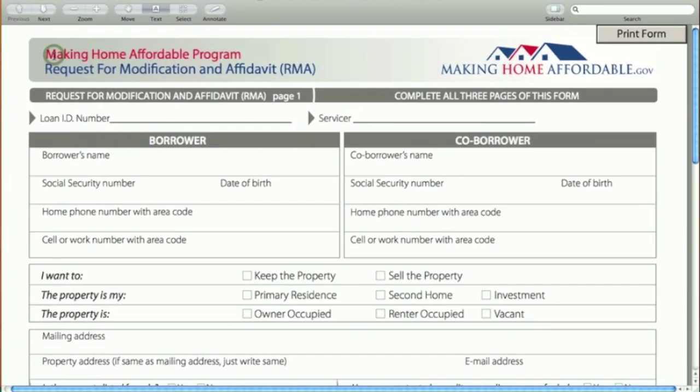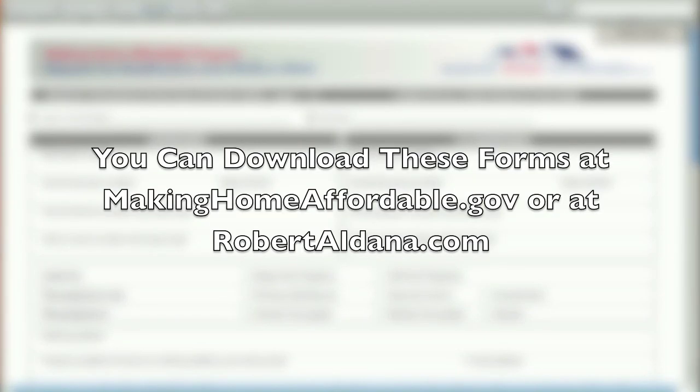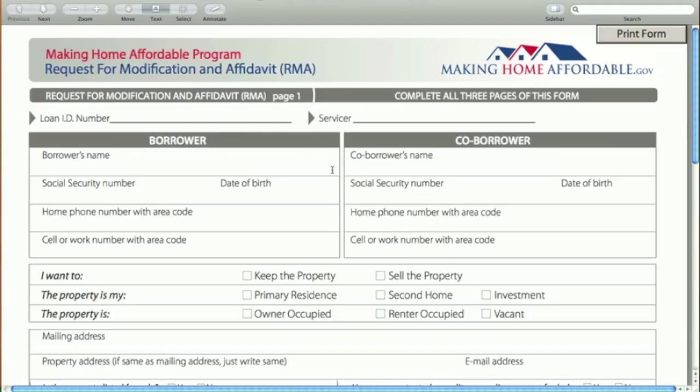Okay, so this is what's called the Making Home Affordable Program Request for Modification and Affidavit. This is the actual loan modification application you're going to be filling out. And again, the previous information you gathered on the previous video is going to give you the information you're going to need to properly fill this out. Obviously, you're going to need your loan ID number. That's why you need your mortgage statements. Your servicer, so if you're Bank of America, EMC, Wells Fargo, whoever it is, you want to put your servicer in here. It's important that you put your loan number and your servicer.